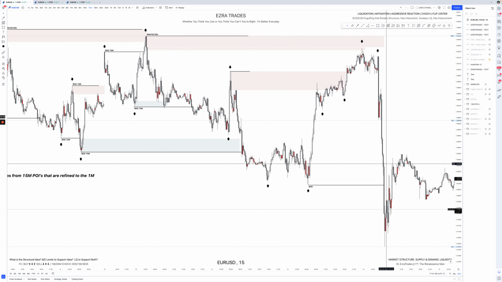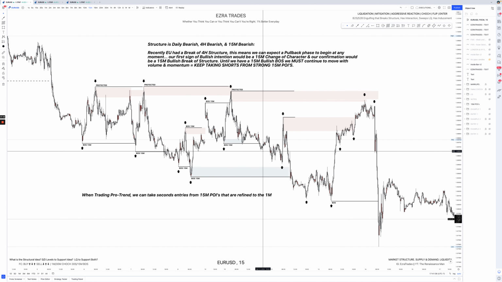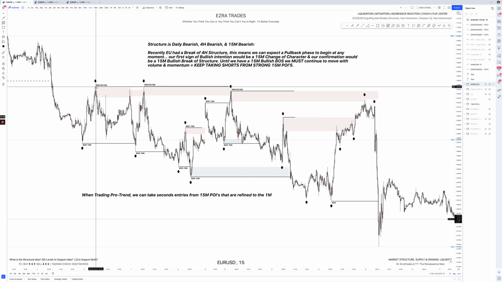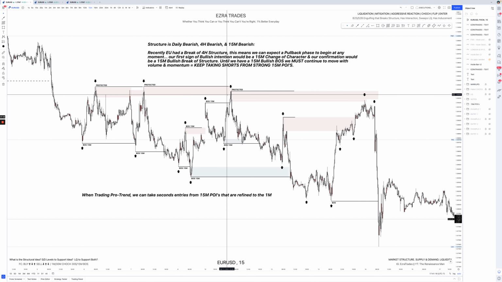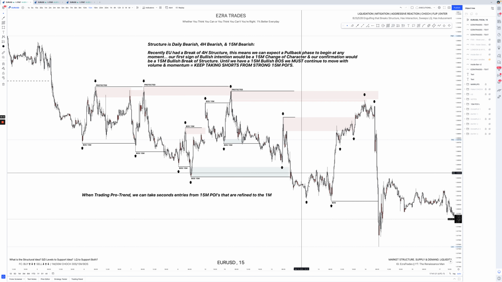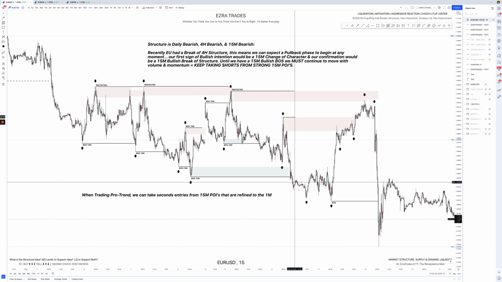So anyways, we break structure to the downside. Every time we break structure, that strong high becomes protected, right? If we wick through it, that's a sweep. It's a violation, not an invalidation, right? Protected. This broke structure to the downside. This was a massive swing to the downside, right?